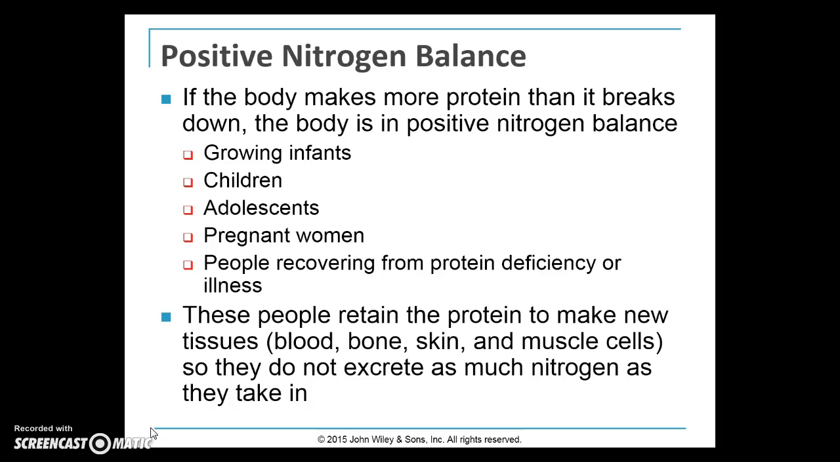So a positive nitrogen balance, how do we know if we're in it? We know if we're growing: infants, children, adolescents, pregnant women, people recovering from a protein deficiency or illness. All these people need nitrogen to do all of these body processes. These people retain the protein to make new tissues, blood, bone, skin, and muscle cells, so they don't excrete as much nitrogen as they take in because they're using it.